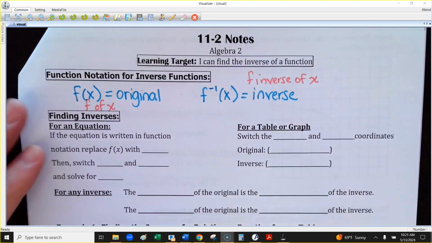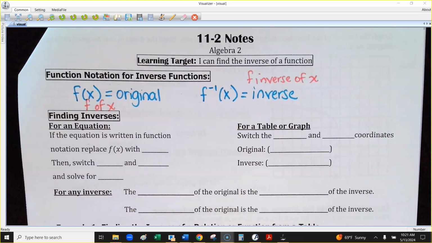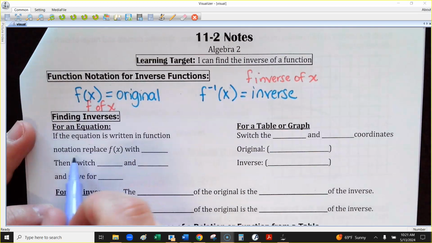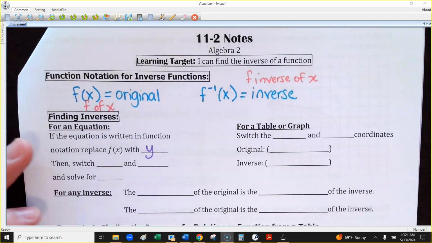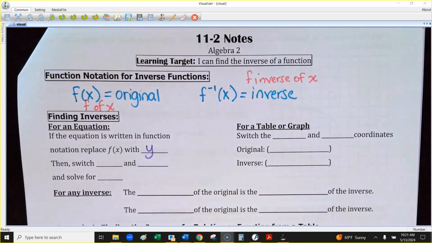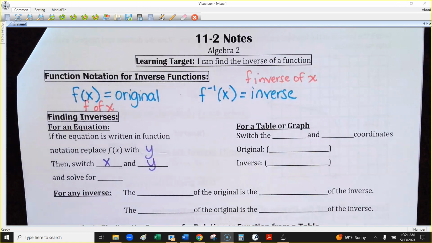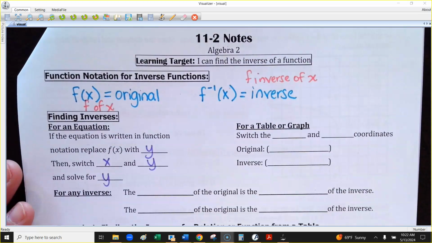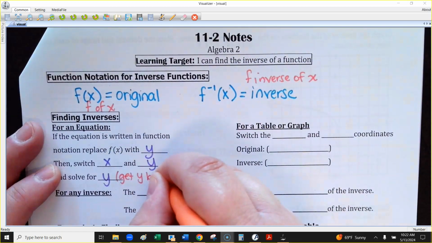Okay, so if you have an actual equation, my first thing is going to be to encourage you to take it out of function notation, because I think that messes people up with the parentheses and everything. So I just wrote, if the equation is written in function notation, replace f of x with y, because it's the same exact thing. I think that notation is easier for people to work with. Once you do that, you're going to switch x and y in the equation, and ultimately you'll solve for y. What that means is get y by itself.